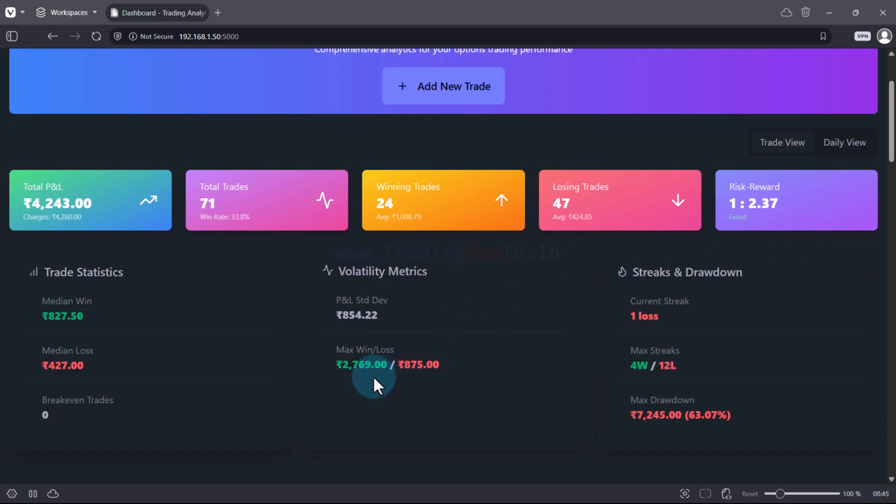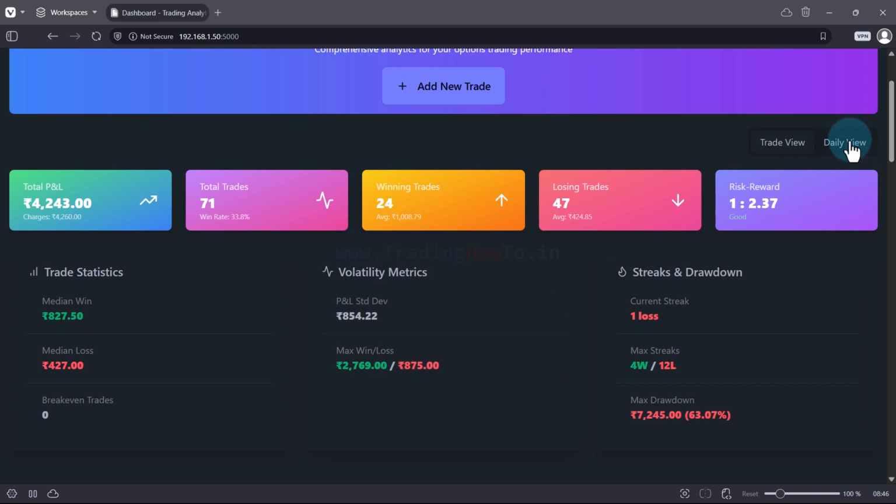The max win in a particular trade is 2,769. Max loss is 875. Here we can see that the max loss I have taken is 40 points, that is 800 rupees plus the brokerage, so that's why we get 875 here. If you look at the streaks, the current streak is 1 loss, the max streak is 4 wins in a row and 12 losses in a row, and those 12 losses have come very recently. The max drawdown is 7,245, thanks to my last 2 weeks of overtrading.